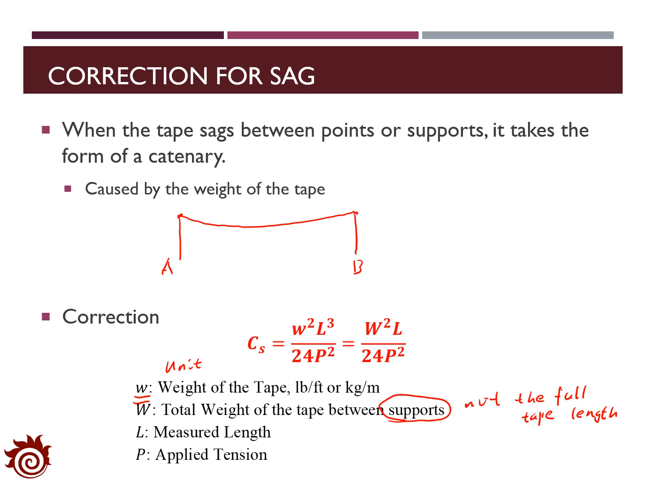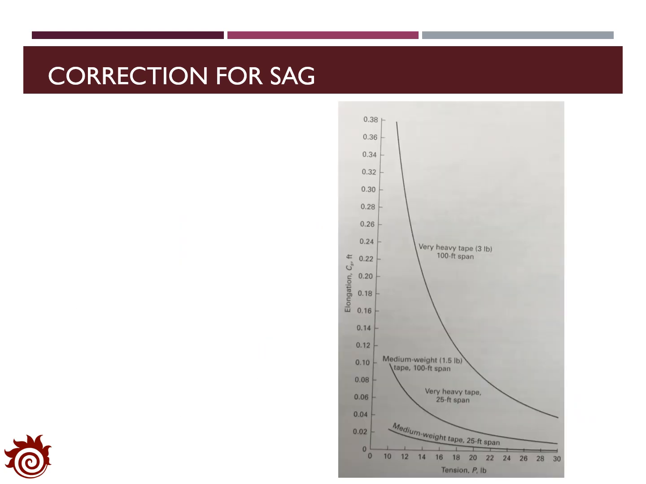So here we see that the correction for the sag is also related to the applied tension. This figure actually shows the correction of the sag with respect to different tensions. We can see that given the weight and the length, the CS would be a function of the applied tension. It's a convex function and a decreasing function. It means that if we increase the value of the tension, the error from the sag will be smaller.